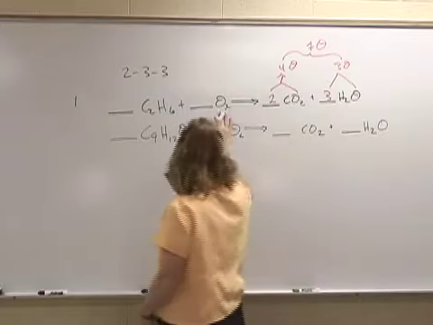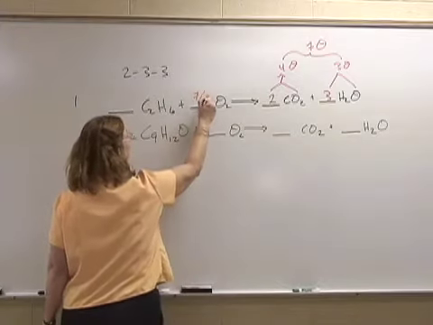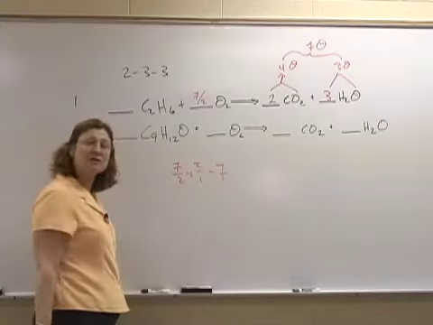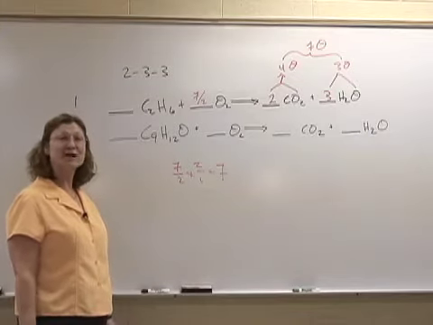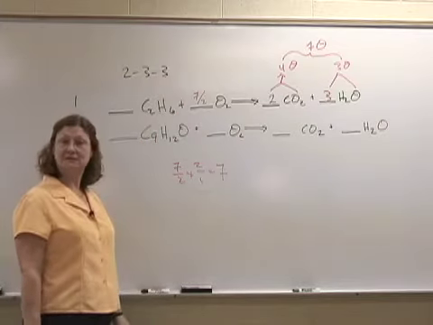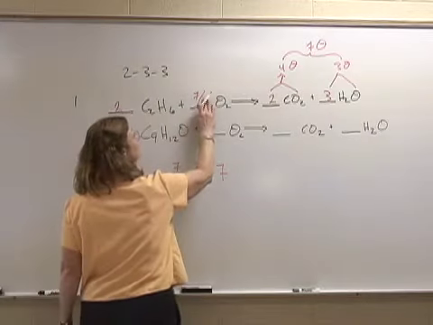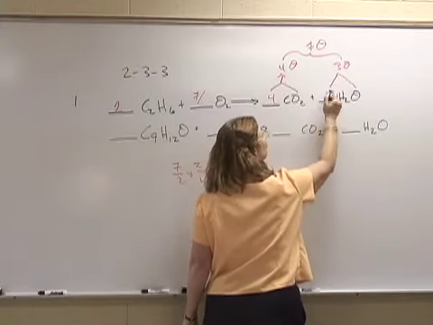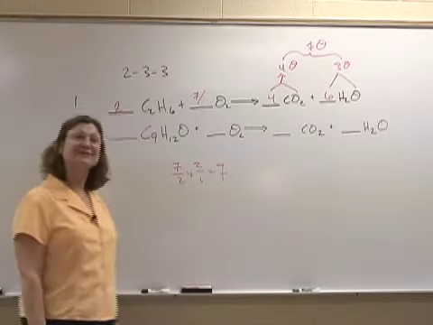Now, because oxygen here is O2, I'm going to need to use 7 halves, because 7 halves times 2 gives me the 7 oxygens that I'm looking for. Now it's balanced, however, I cannot leave it in fraction form. I must multiply through by 2 to eliminate this denominator and the fraction. Therefore, it's going to be 2, 7, 4, and 6. And if I double check the number of atoms, that will work out.